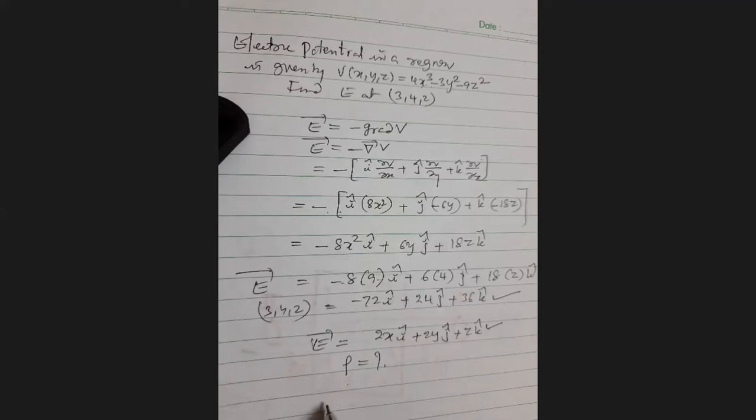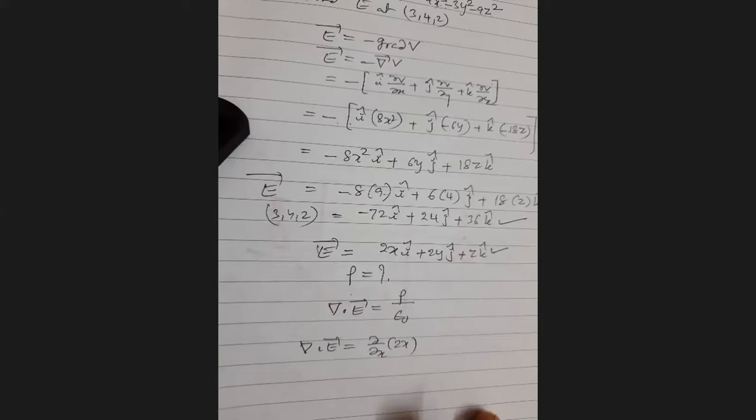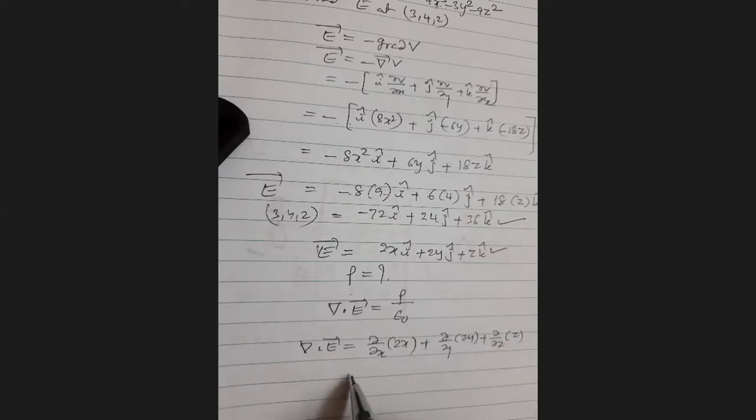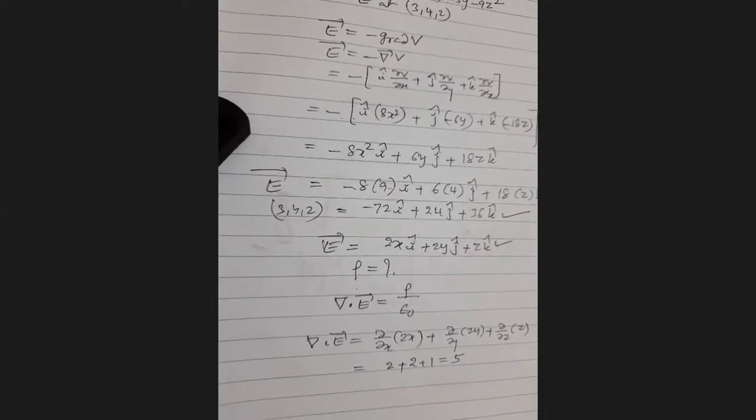So what is the differential form of Gauss law in electrostatics? Del bar dot E bar equals rho by epsilon naught. First, let us calculate del bar dot E bar. That equals ∂/∂x of 2x plus ∂/∂y of 2y plus ∂/∂z of z, which equals 2 plus 2 plus 1, that is 5 Newton per coulomb per meter.